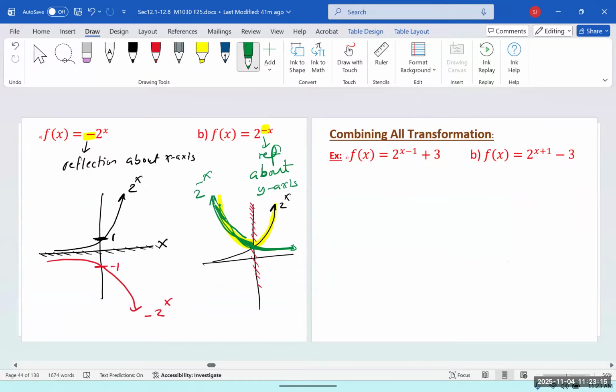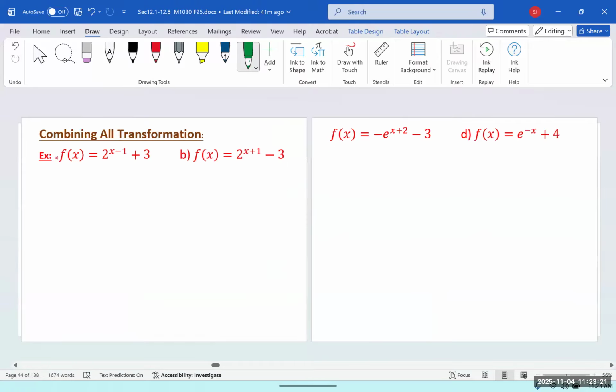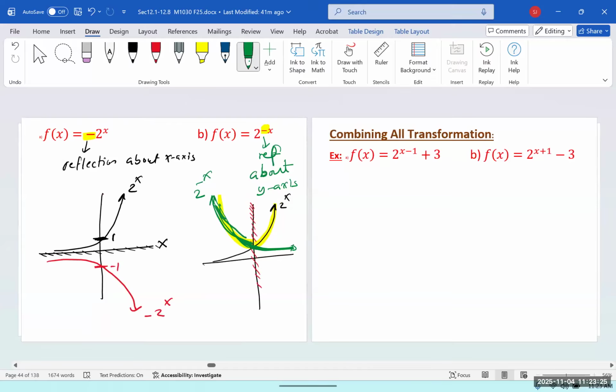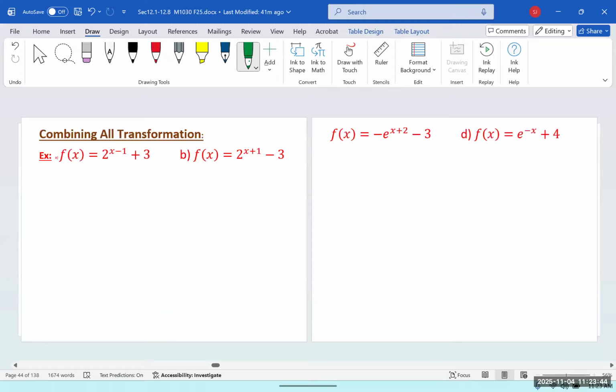Now it's a combination. So try them. I have 4 of them. So first try the first 2, and I'm going to flip. You can try the next 2. And let me take the attendance. Can I flip my page? Are you guys done copying the left page? Okay. So try all 4.